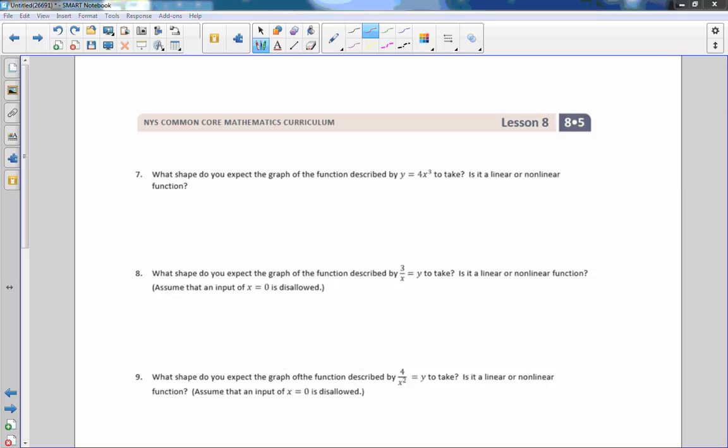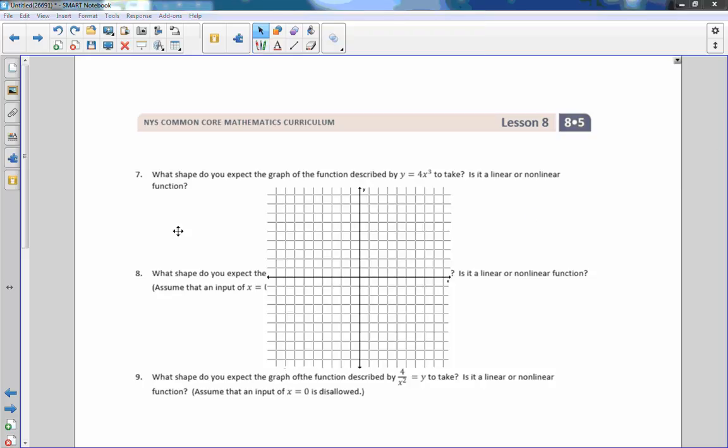Okay, and we're continuing. What shape do you expect the graph of the function y equals 4x cubed to take? Is it linear or non-linear? Okay, x cubed, not a 0 or a 1, non-linear. But let's graph it. Instead of doing a table, I'm just going to do it verbally. 0 to the third power is 0 times 4 is 0. So when x is 0, y is 0.